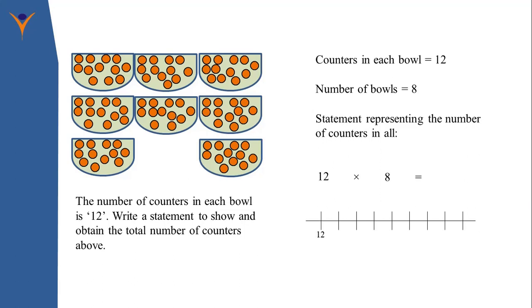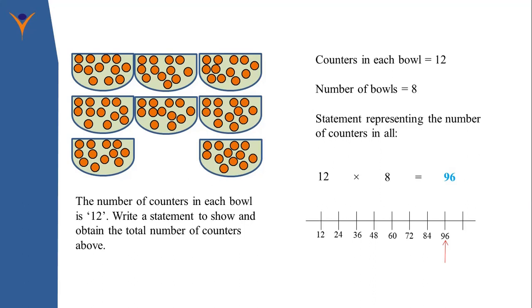So 12 times 1, 12. 12 times 2, 24. Times 3, 36. Times 4, 48. Times 5, 60. Times 6, 72. Times 7, 84. Times 8, 96. So you see there that the number missing from above is 96, and therefore 96 is the answer. So 12 times 8 equals 96. That is the statement we were asked to write.